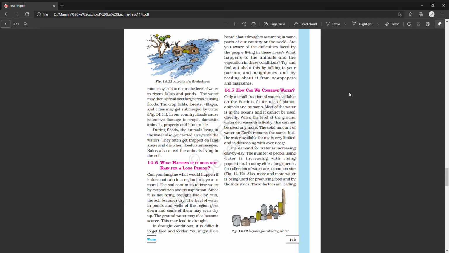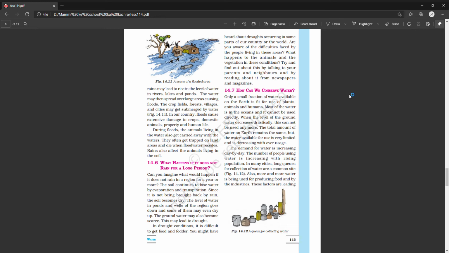In our country, floods cause extensive damage to crops, domestic animals, property and human life. During floods, the animals living in the water also get carried away with the water. They often get trapped on land areas and die when flood water recedes. Rains also affect the animals living in the soil. What happens if it does not rain for a long period?